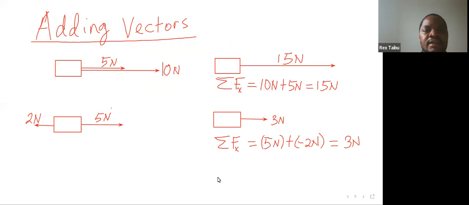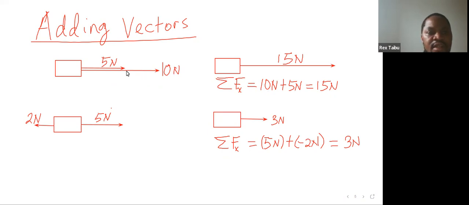How do we add vectors? When we add vectors, we have to consider different situations. We are going to consider vectors acting in the same direction and also vectors acting in opposite directions. When they act in the same direction, you basically just add the vectors.